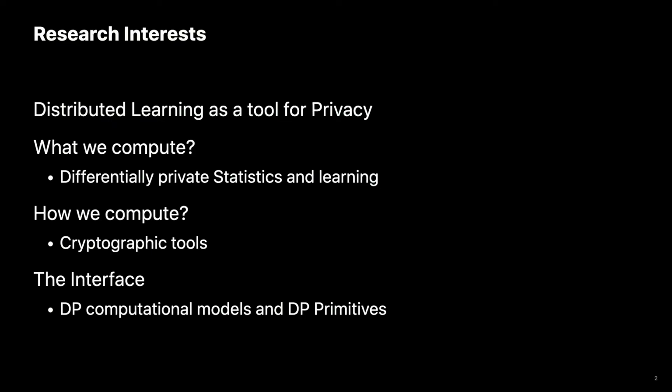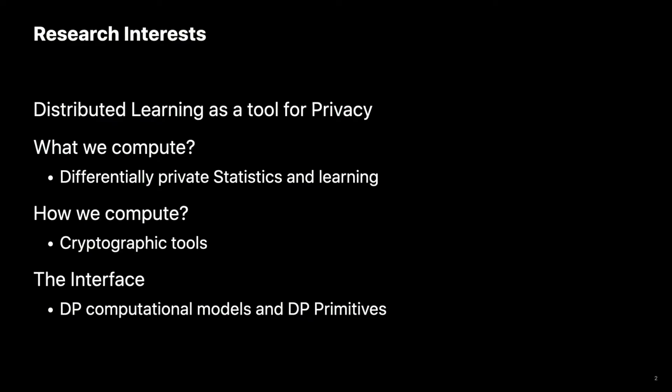First, we need to figure out what we compute. The final output of our computation, whether we're building a histogram or training a model, we want that outcome itself not to leak individual data. I believe the best way to do that is to make sure that the output is differentially private. There's been a lot of work in differentially private statistics and learning, but there are still a lot of open questions here. I'd be happy to chat with any of you about those questions.